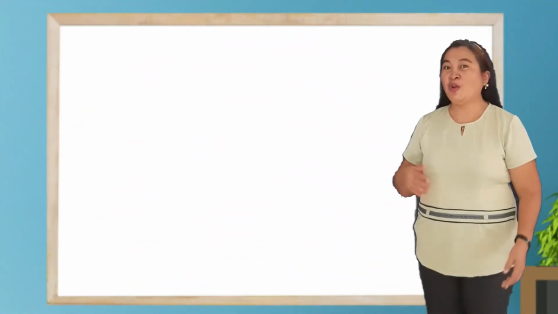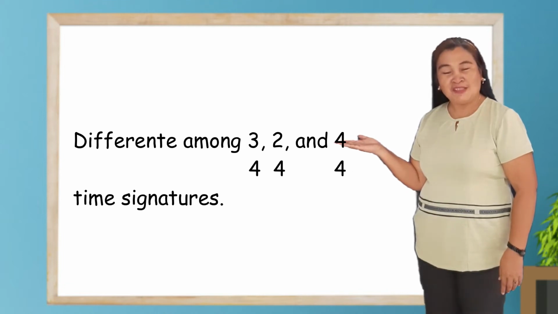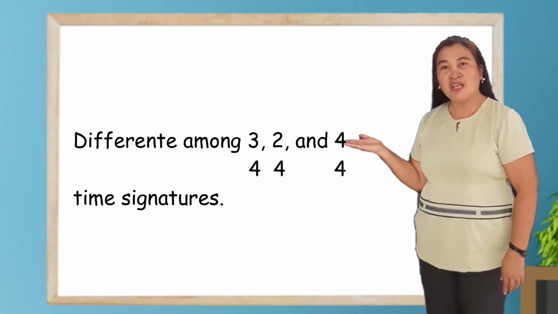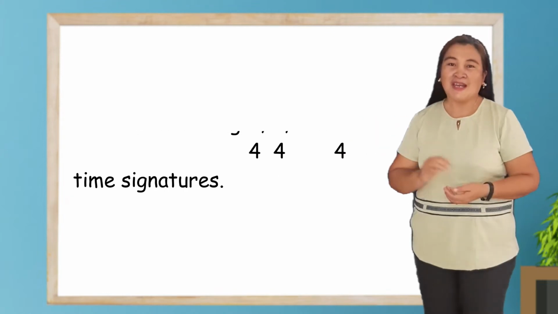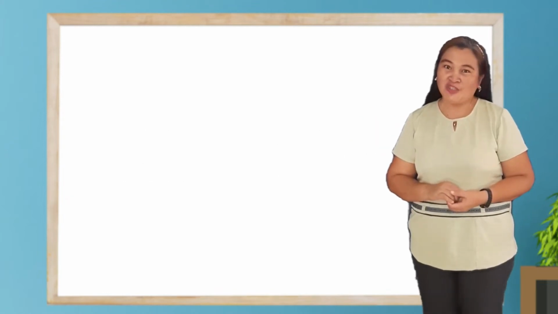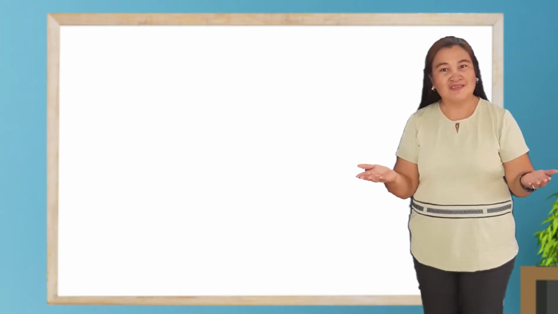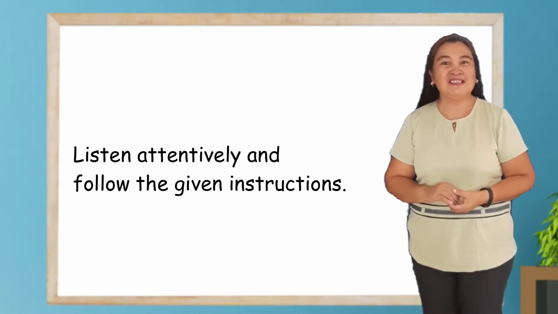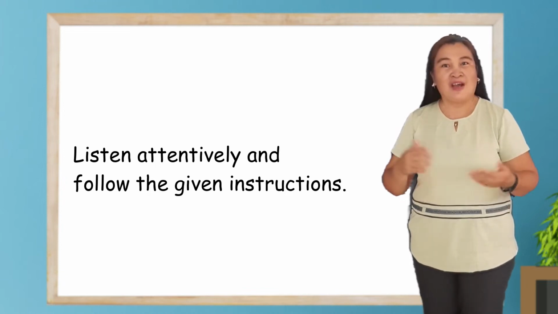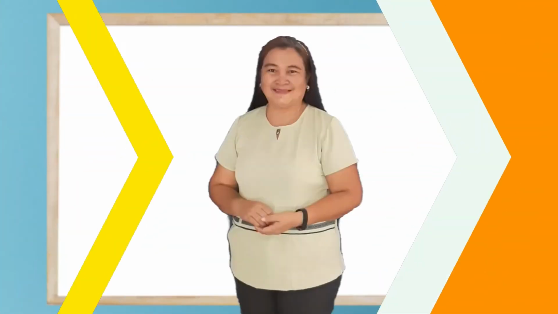This morning, we are going to differentiate among 3/4 time signature, 2/4 time signature, and 4/4 time signature. But before that, what are you going to do while having our discussion? Yes, you have to listen attentively and follow the given instructions. This time, listen carefully to the song that I'm going to sing. While I am singing, you can clap your hands or tap your tables or do any movement that fits the rhythm of the song. Did you get it, class? We've got it.